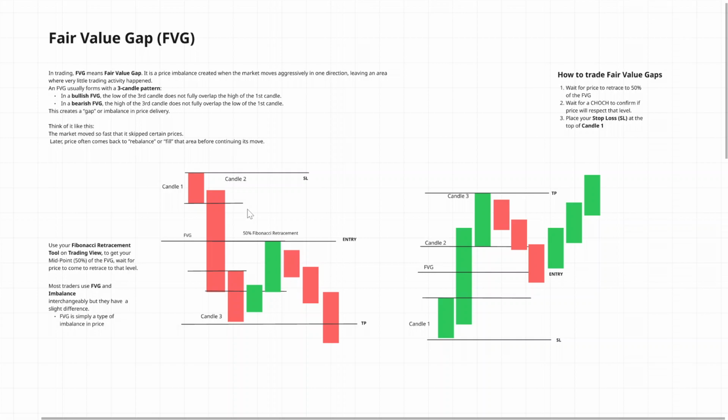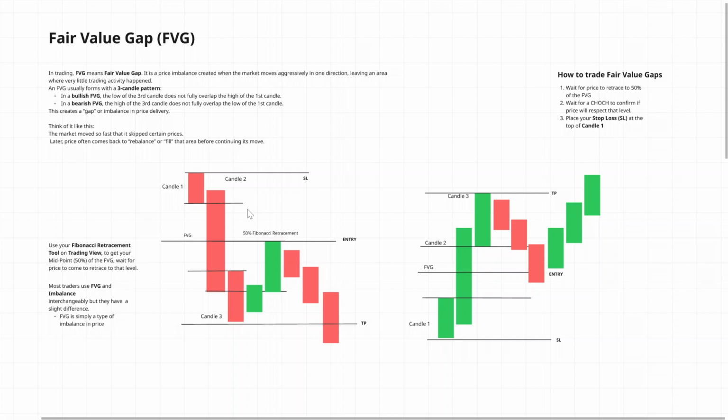Now, whenever this huge move takes place in the market, it usually leaves an area behind where there is little trading activity. An FVG usually forms with a 3-candle pattern. When we talk about FVG, it must have that 3-candle pattern. I think that's what differentiates an FVG from an imbalance.